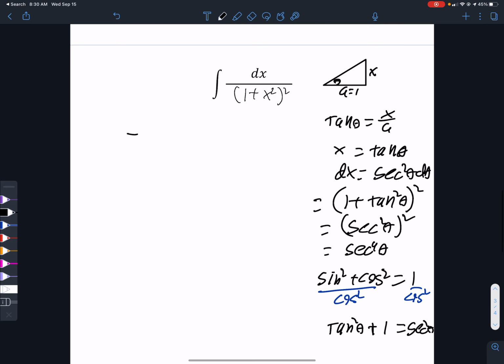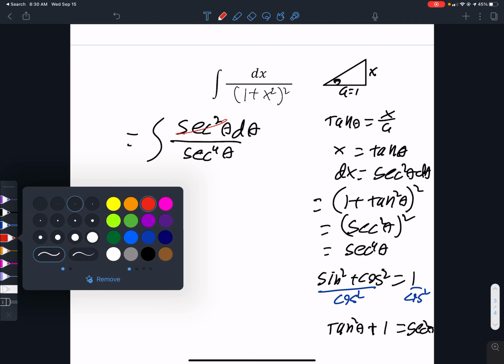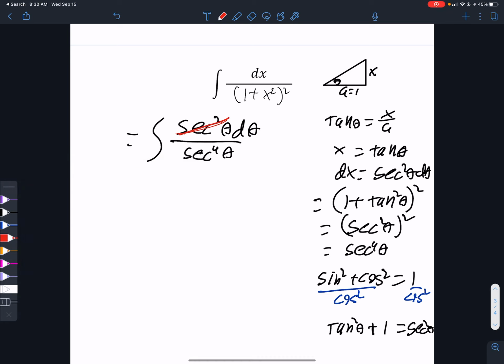So let's go back to this original integral and replace the bottom with secant to the 4th theta. Now remember, we have to change this dx into a theta, but this is just secant squared theta d theta, and it's all coming into place. We see that those will cancel, those will cancel 2 of these. And 1 over secant is what? You're right, cosine squared.